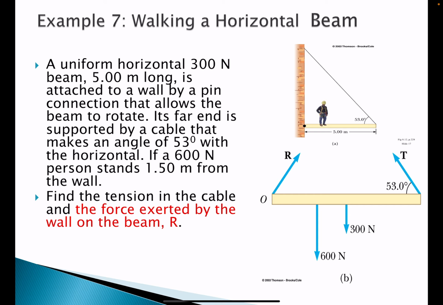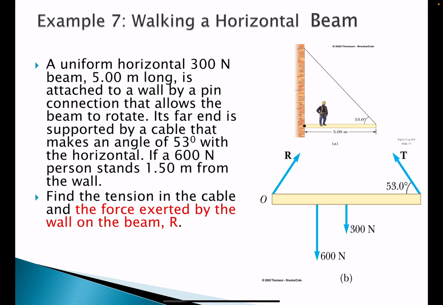Okay, a uniform horizontal 300 Newton beam, 5 meters long, is attached to a wall by a pin connection that allows the beam to rotate. Its far end is supported by a cable that makes an angle of 53 degrees with the horizontal. If a 600 Newton person stands 1.5 meters from the wall, find the tension in the cable and the force exerted by the wall on the beam, R.